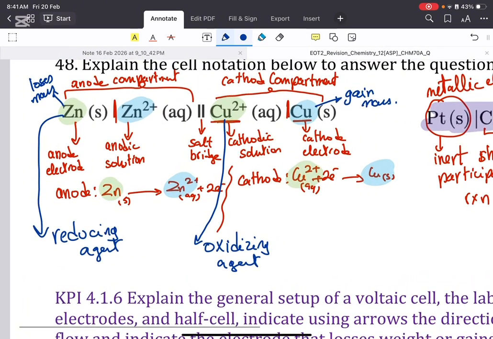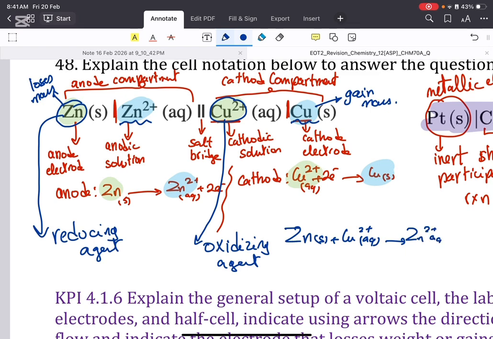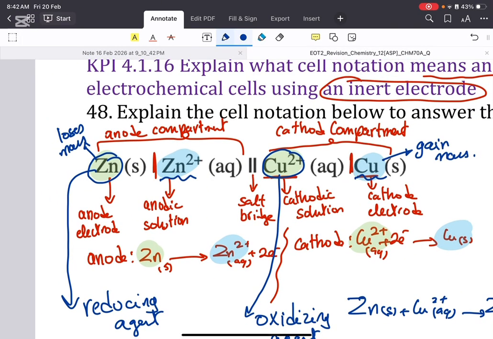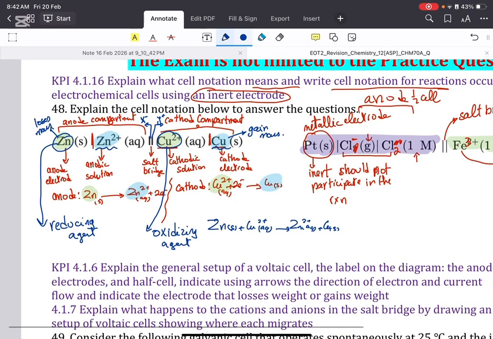Now, when they ask you for the overall equation, you're going to take zinc plus the first two added to each other to give the products, solid. So basically that's everything. Maybe they might make the question harder and ask you what happens in the salt bridge. So in the salt bridge, the negative ions go on this side and the positive ions go on this side.